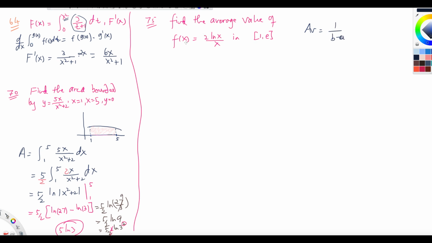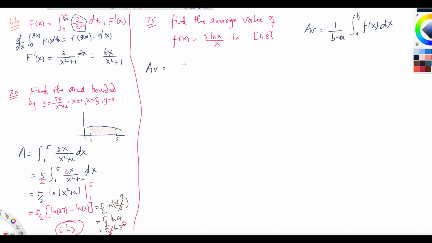The average value of a function f(x) in the interval [a, b] is 1 over (b minus a), times the integral from a to b of f(x) dx. So it is the area divided by the length of the interval. Okay, so how do I do the average here?